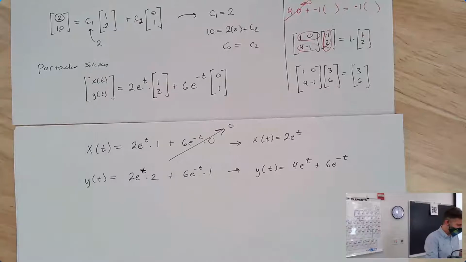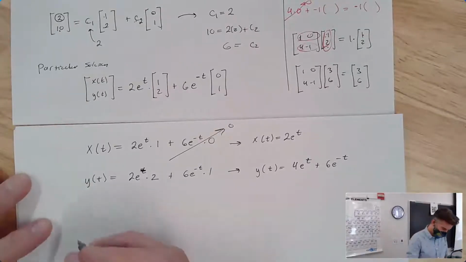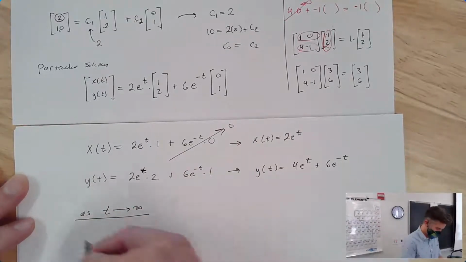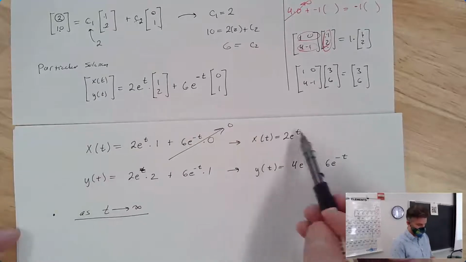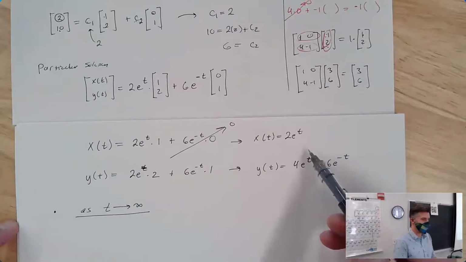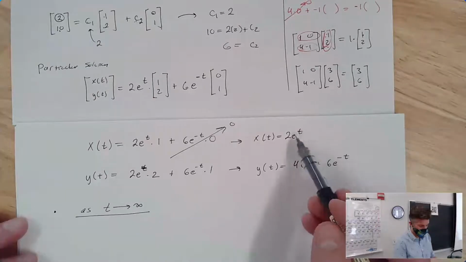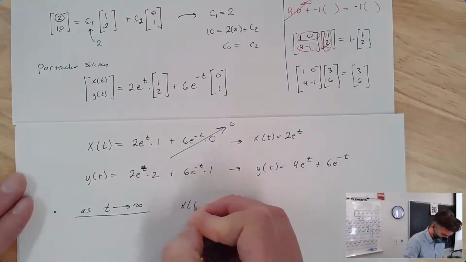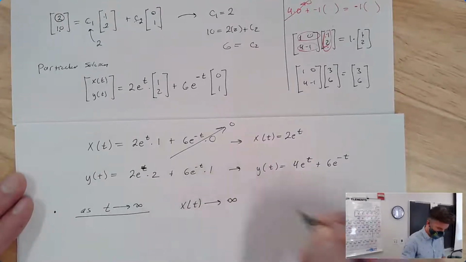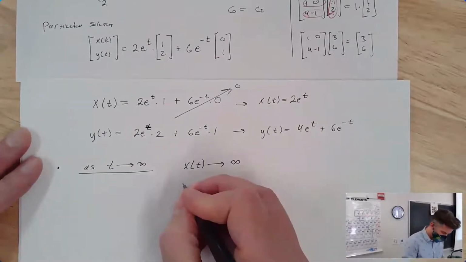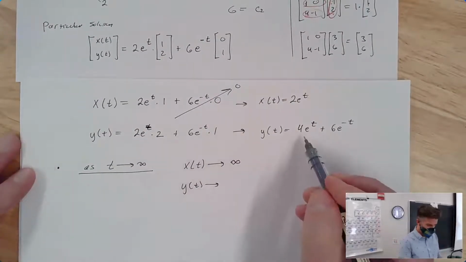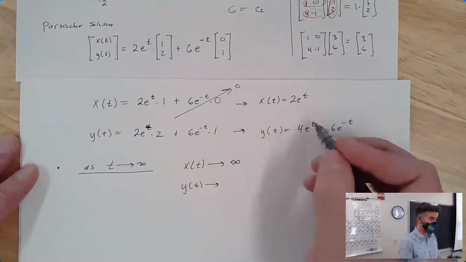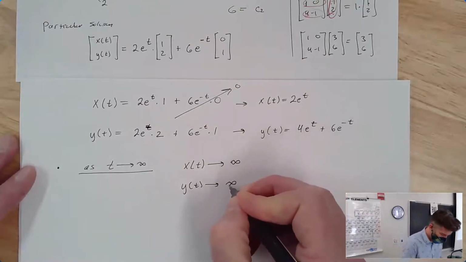All right, so let's talk about what's happening as time goes on. What's happening to the population size for x? Is it growing or is it not? It's definitely growing, right? As time goes on, this e to the t gets larger and larger and larger. So the population for x gets larger and larger. What about for y? Well, y is 4 e to the t plus 6 e to the negative t. This part's going to go to 0, but this part's going to get larger and larger. So it's also going to get infinitely large.